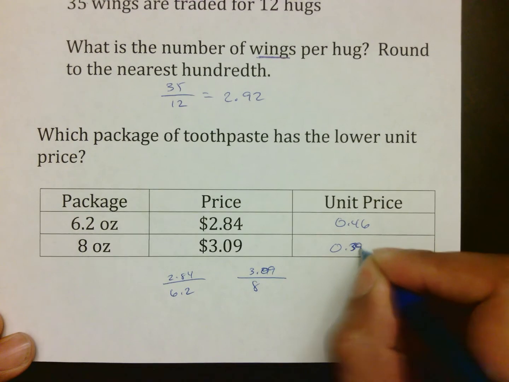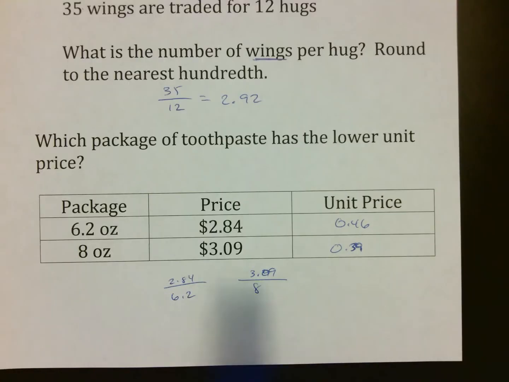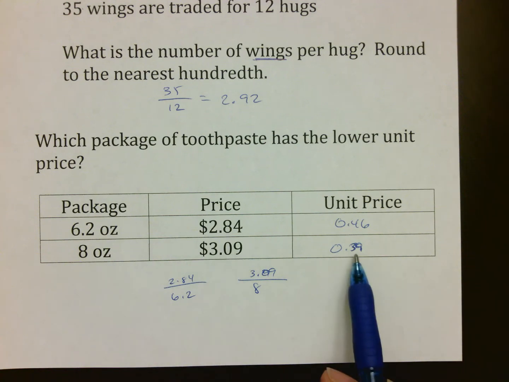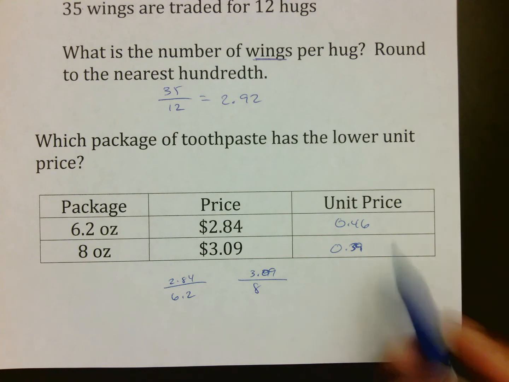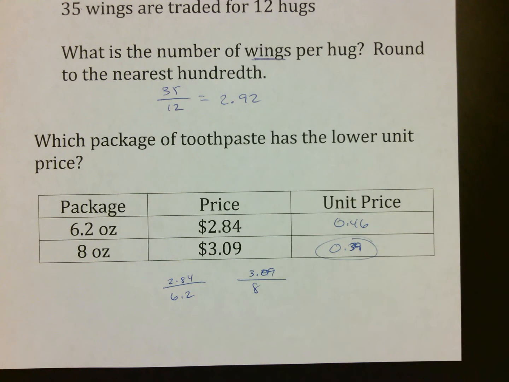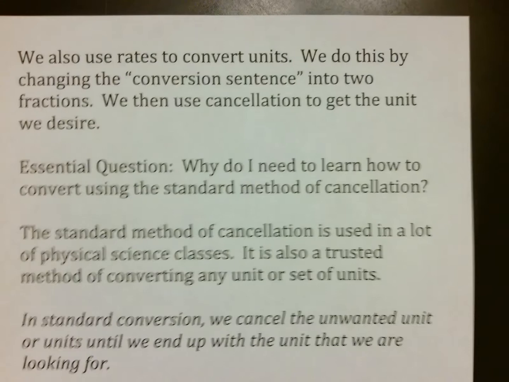And so if you wanted to choose the best deal, it's going to be the 8-ounce one. Even though it costs more overall, you're spending less per unit, which means that this is the better buy for you. Alright, so whenever you see that question that says which one's better, choose the one that has a lower unit price because you want to spend less per unit on that, whatever that deal is.